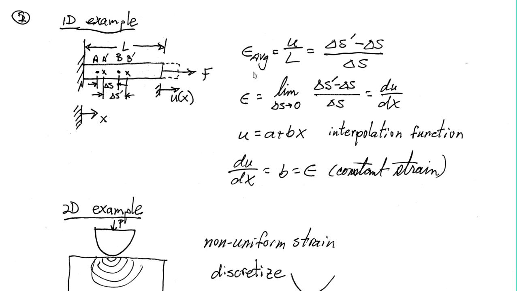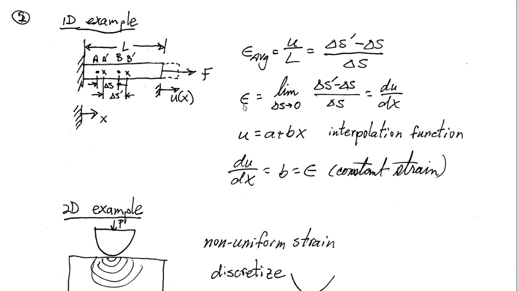From your Mechanics 1 course or whatever undergrad course you took, we define an average strain over this finite distance. So it's my displacement U over L. And we can also represent that by delta S prime minus delta S over the original delta S. So this is an average over this entire element, okay? And my U is defined from here to here.